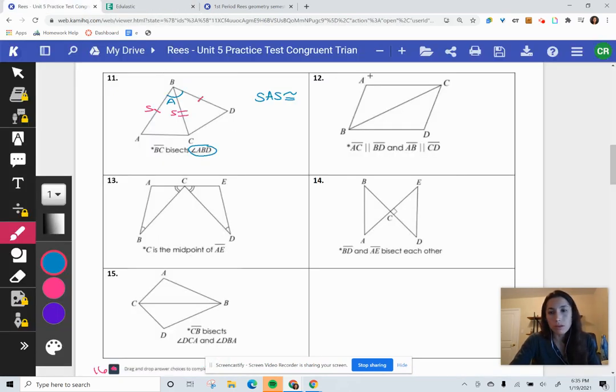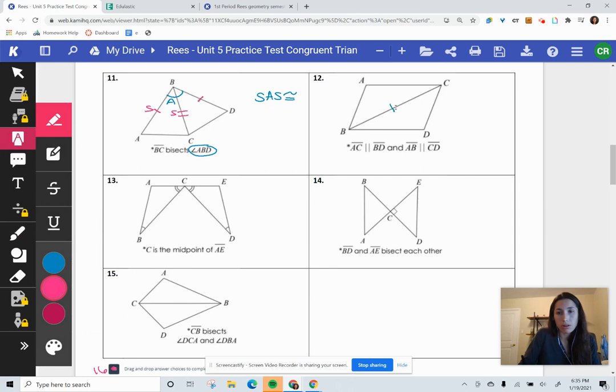For number 12, we've got some parallel lines. I also know I have that reflexive shared common side, so I always look for the reflexive side. And then our parallel lines. So first set of parallel lines, AC is parallel to BD. So if I connect them, I make that Z shape. Remember, it's the angles inside the Z that would be equal to each other.